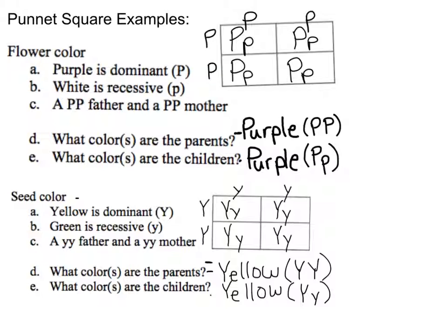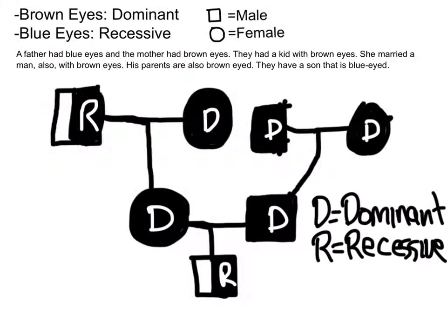2. The seed color. Yellow is dominant, which is capital Y, and green is recessive, which is lowercase y. We have a recessive father and a recessive mother. And here are the possibilities of the children's genes. The color of the parents are yellow, which is capital Y, and the color of the children is yellow, but it's capital Y, lowercase y.